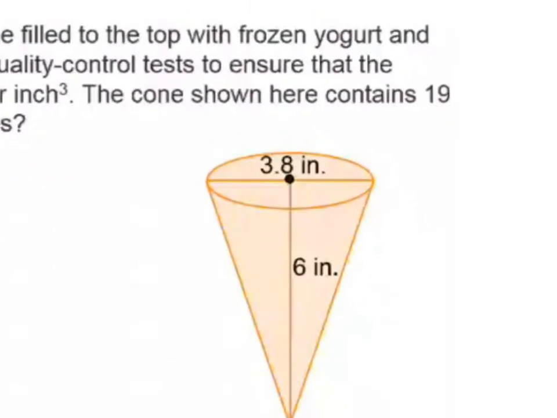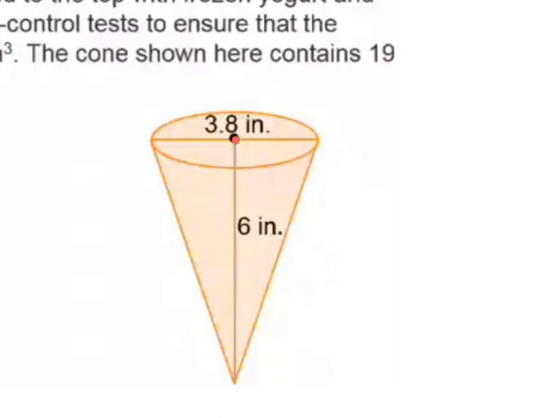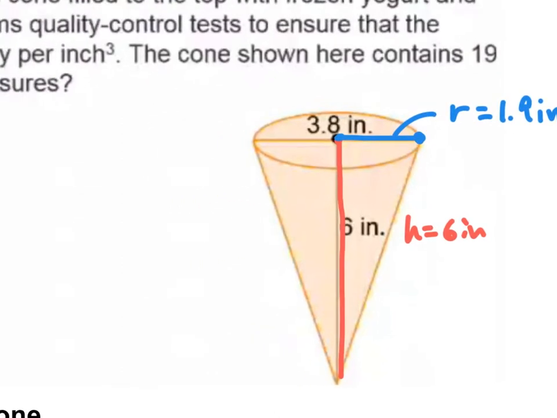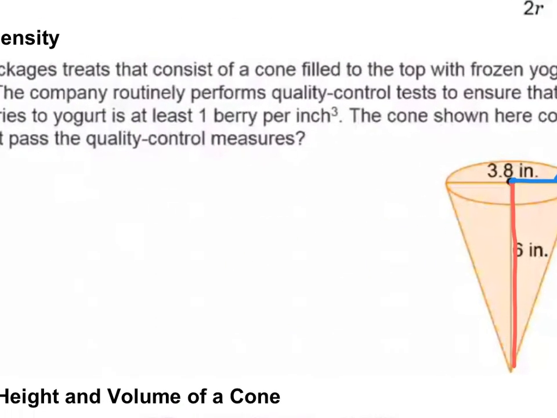All right, so now here's what I know. I know that my height, this measurement here, the height is equal to 6 inches. Now my radius is a little bit harder to find. Now what I know is that my diameter is 3.8. And I know that because this line is stretched all the way across that circle. If it's not stretched all the way across that circle and you only see part of it, then you can assume that's the radius. But we're going to do 3.8, divide it by 2, and that's going to give us a radius of 1.9 inches.